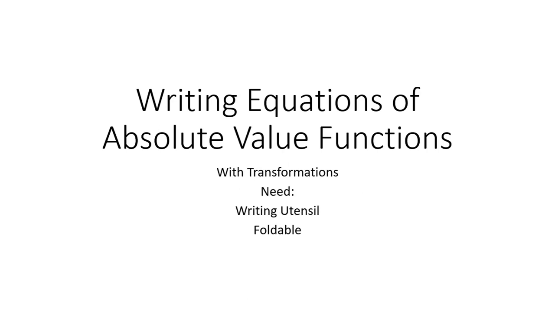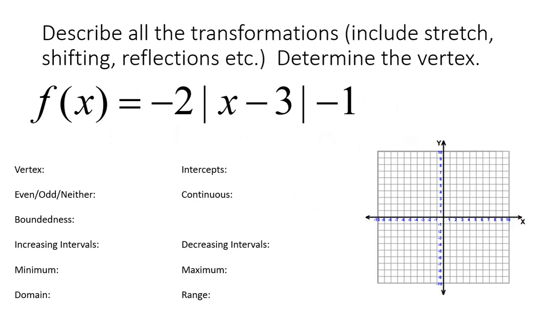So today we're going to look at how do you write an equation of an absolute value function, either given information or from a graph. You're going to want a writing utensil and then the foldable that I gave you as well. So first, let's do a reminder. How do you decide how to draw a graph that you're given?